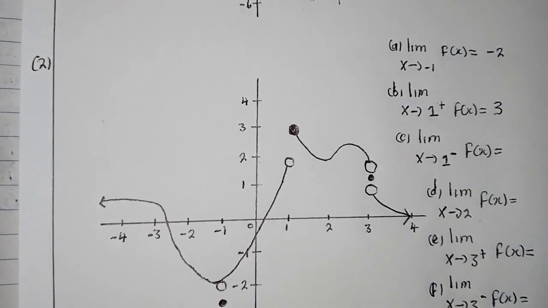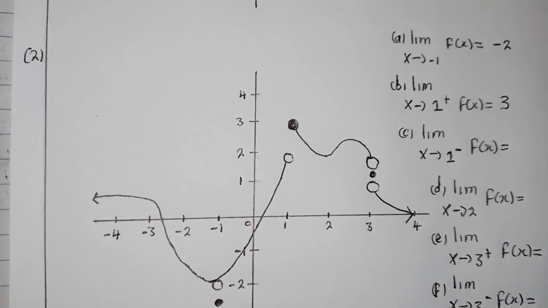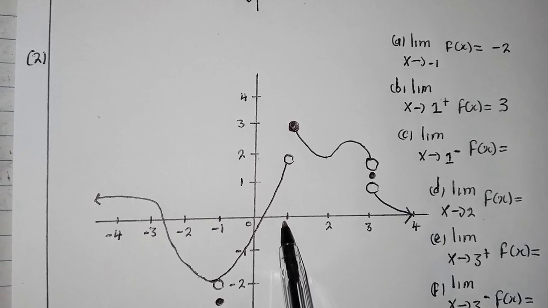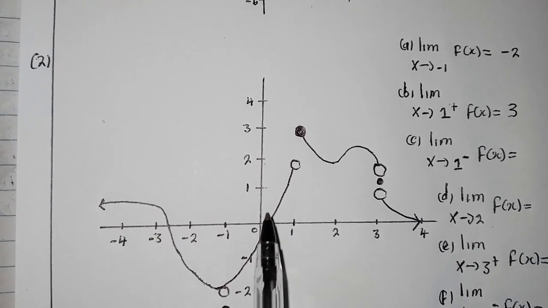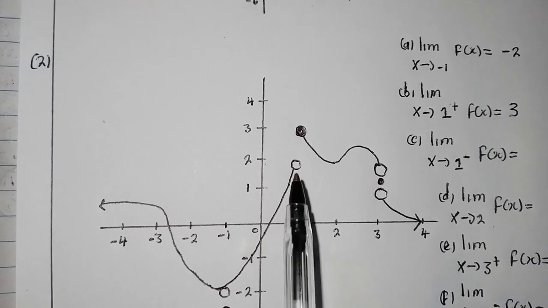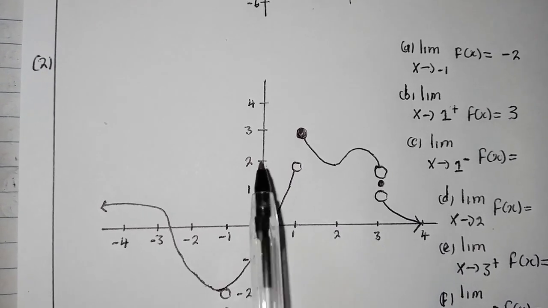We go to C. C is simply saying limit as x approaches 1 from the negative side. So this is 1. From the negative side, we start from here, we journey like this. We find that we have an open circle here, but that doesn't mean anything. The value that y is approaching is simply 2.